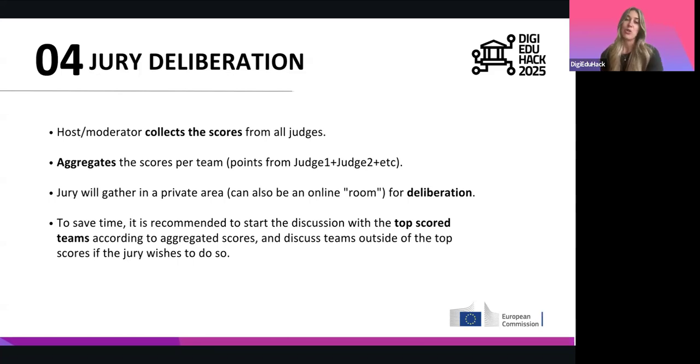To save time here, because you might have a lot of teams, we recommend that you start the discussion based on the top teams. Let's say top 5 or 7 teams if you want to identify a top 3, just because you will lose time if you talk about all of the teams, even though some of them are clearly in the bottom and you wouldn't award them anyway. So it's better to save time and discuss the top teams if you have a strict timeline.